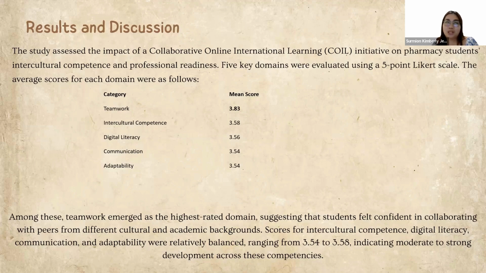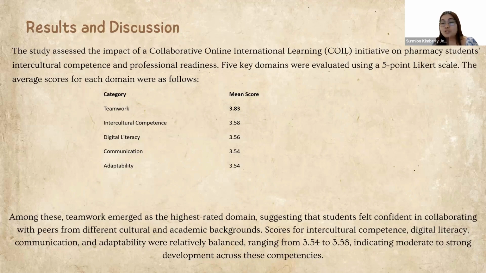There is a communication barrier, but because of the teamwork, the intercultural competence, and the digital literacy of our students, they made it work. They made the COIL program happen. Among these, teamwork emerged as the highest rated domain, suggesting that students felt confident in collaborating with peers from different cultural and academic backgrounds.